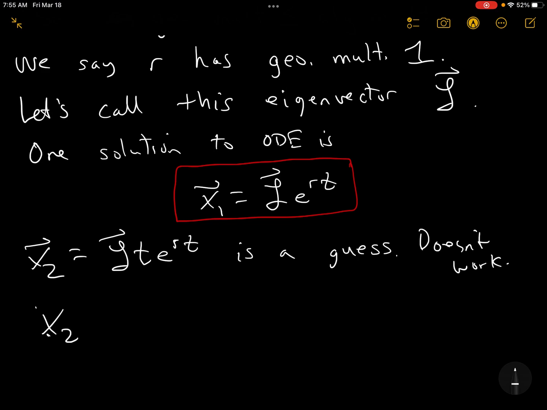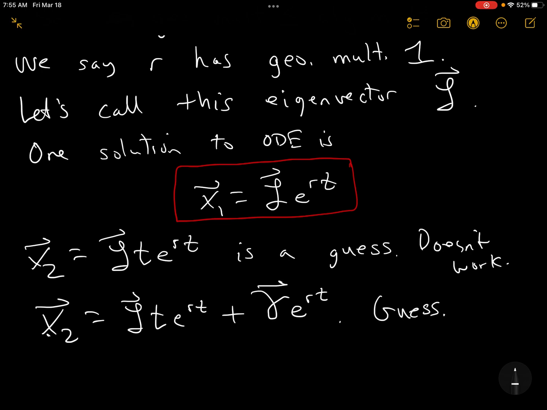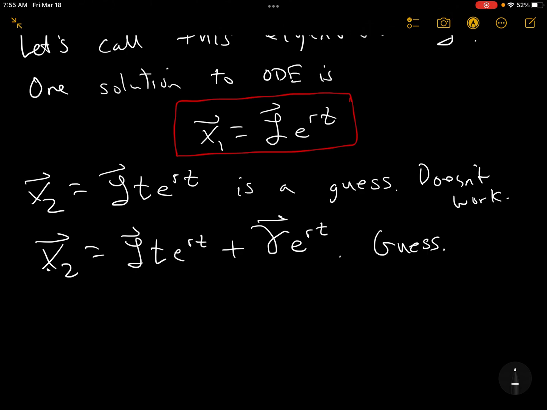So the better guess here is this. It's zeta t e to the RT plus some sort of extra vector here. We're calling it gamma e to the RT. Okay. And so here's a guess. It winds up working, but you have to see why, and it also tells you how to find this gamma.